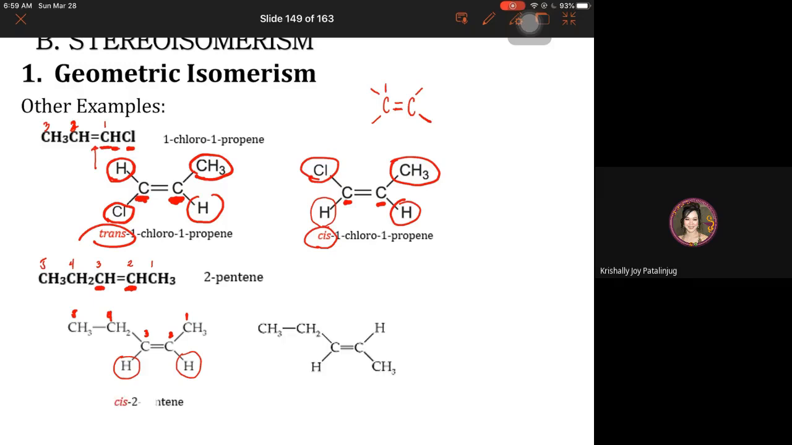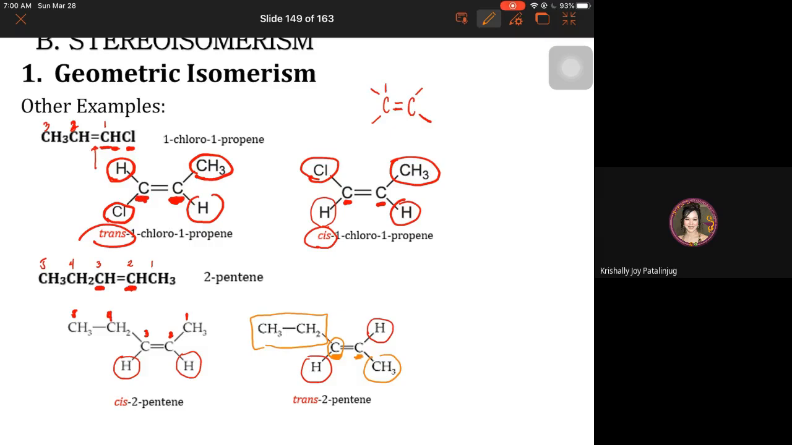This is particularly a cis-2-pentene. For the second structure, tingnan yung same groups, yung hydrogen groups, even the priority groups are on the opposite side. So this shows a trans isomerism. Kapag tinanong kayo, ano yung priority group directly attached to this highlighted double bond carbon? Priority group here is an ethyl, diba? CH2CH3, ethyl. On the other double bond carbon, the priority group attached to it is a methyl. Magka-opposite side yung priority groups, then that is a trans isomerism.